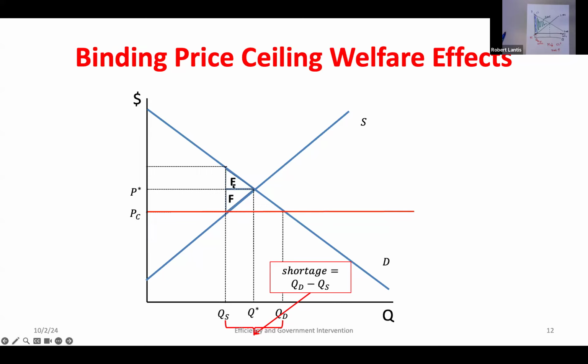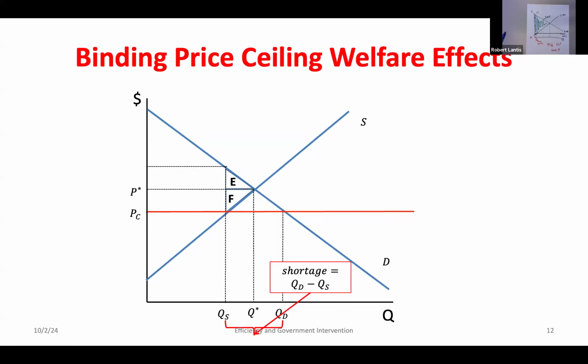I won't specifically ask you about this in a question. I would just ask you what deadweight loss is. But notice here, E is going to be the deadweight loss that came from consumers, and F would have been the deadweight loss that came from producer surplus. Okay. So there's different ways of looking at these things.